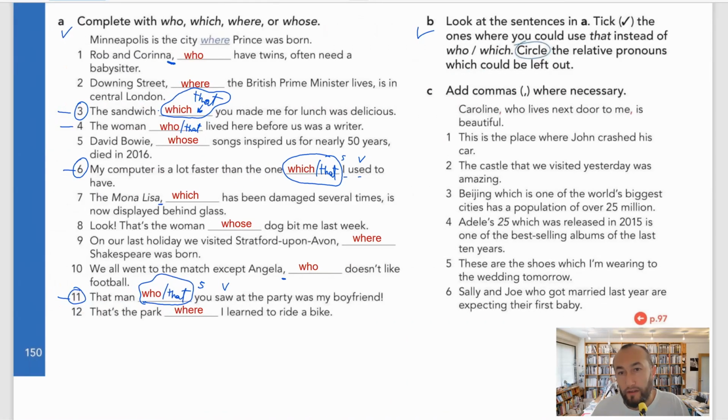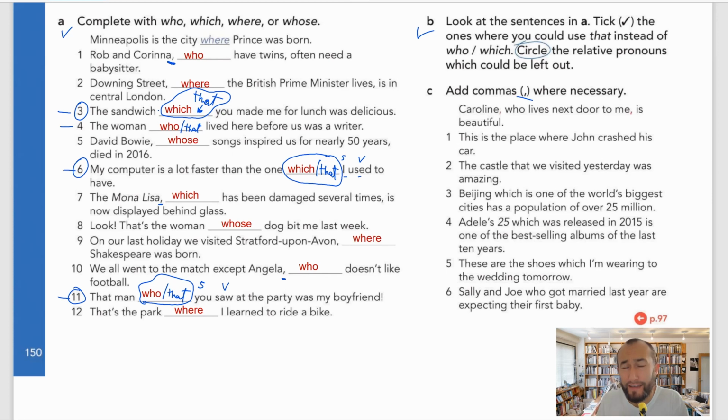C is asking us to add commas, yes, where necessary. So when do we add commas? For non-defining relative clauses, right? Non-defining relative clause means a relative clause that carries just non-essential, not important information. In other words, I can remove it. Removing the relative clause is not going to change the main point or main idea. So in these cases, we're going to use commas.